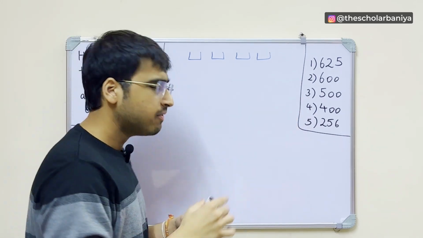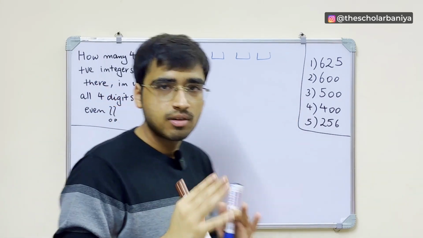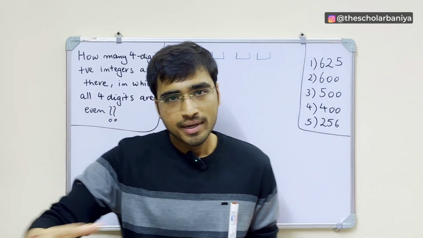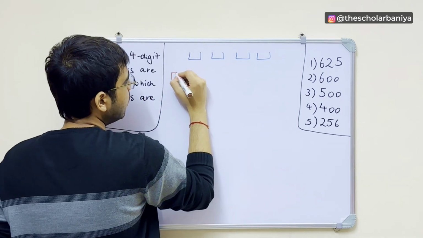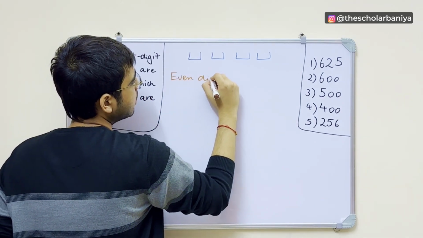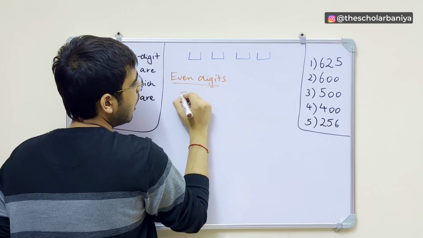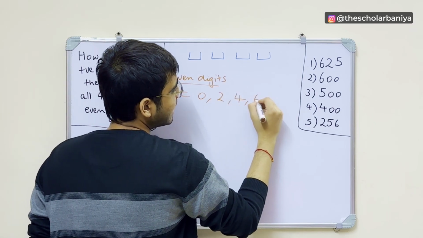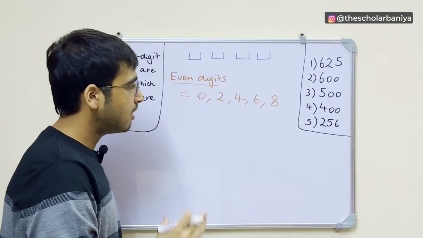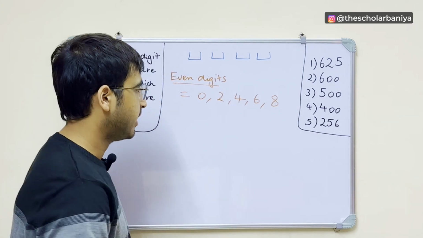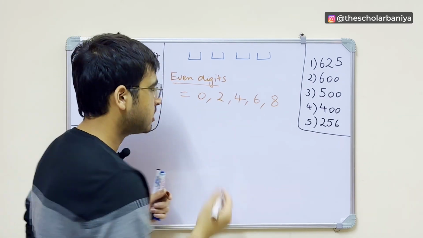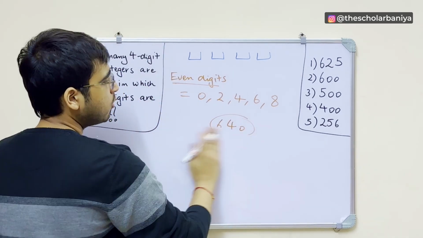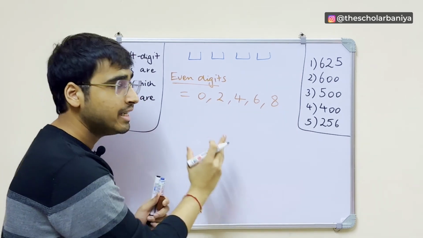Okay, so tell me one thing, guys. How many positive even numbers are there? Because we have to tell all the 4 digits are even. So how many even digits are there? If you talk about the even digits, how many are possible? 0, 2, 4, 6, and 8. These are the even digits that are possible. 0 is also counted as even because if you say 640, obviously 640 is even. So 0, 2, 4, 6, 8 are even digits which are possible.